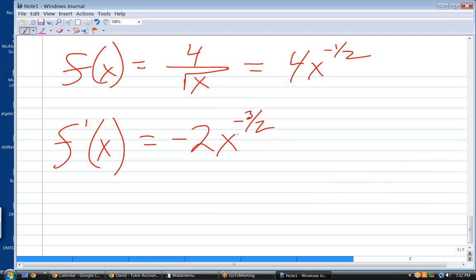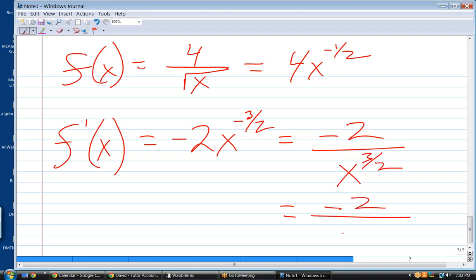A lot of times they'll say never use negative exponents. So I might want to say, okay, that's negative 2 over x to the 3/2. And if I really was insistent on putting the answer in radical form, I would say minus 2 over the square root of x cubed. In other words, that's what that means. The bottom part of the fraction is the root. The top part of the fraction is the power.